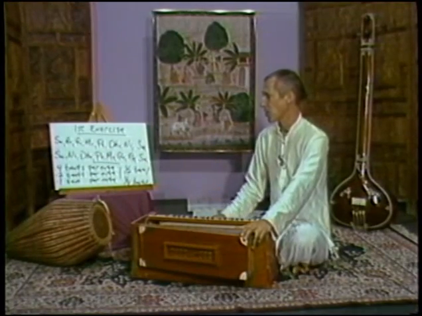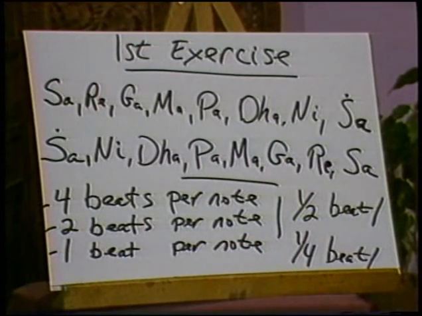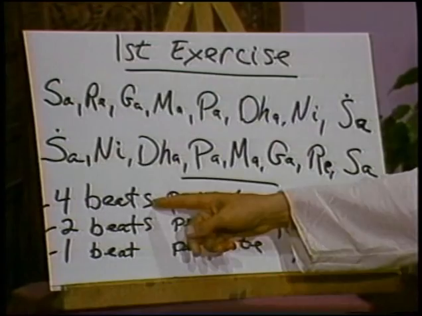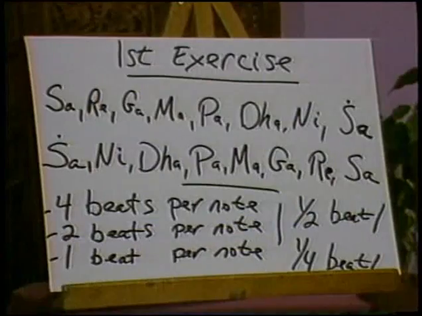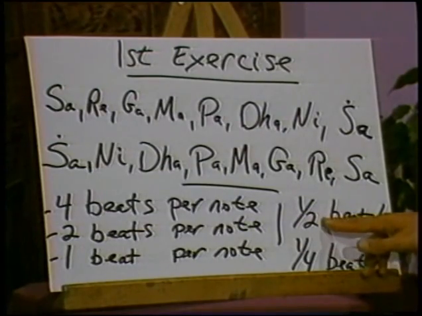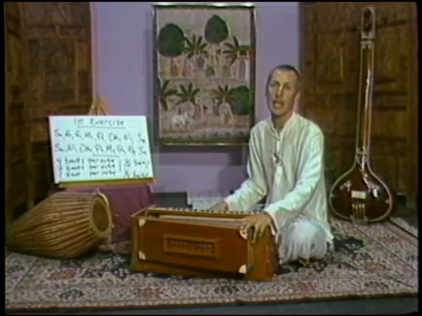So this is how the exercise goes. We sing the arohi and the avarohan, one after the other. In the beginning, 4 beats per note, then 2 beats per note, then 1 beat per note, then 1/2 of a beat per note, finally 1/4 of a beat per note. And I'll demonstrate how this is done. First we'll do it 4 beats to the note.